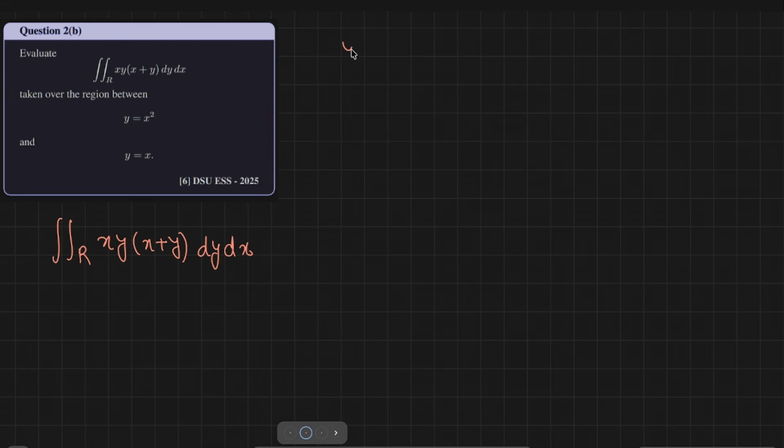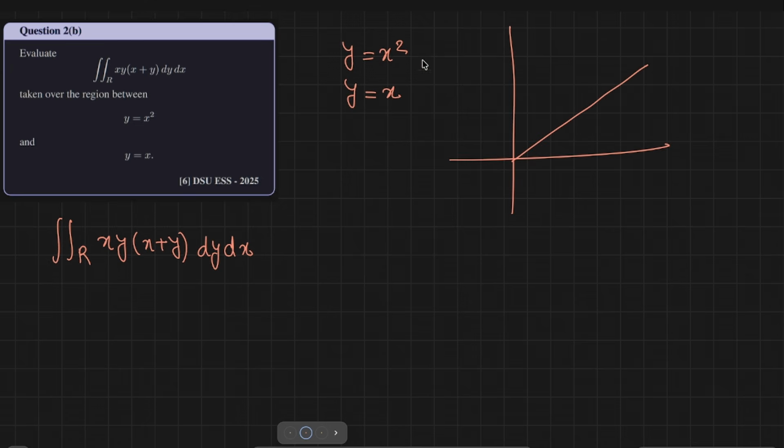So what is the region given? y is equal to x square and y is equal to x. So simply y is equal to x is the line, and y is equal to x square is the parabola. Okay, this is the parabola. So this is your region. Okay, what is this point? I have to identify this point. I know this is 0 comma 0. I have to identify this point. It means this is the intersection of both these curves.